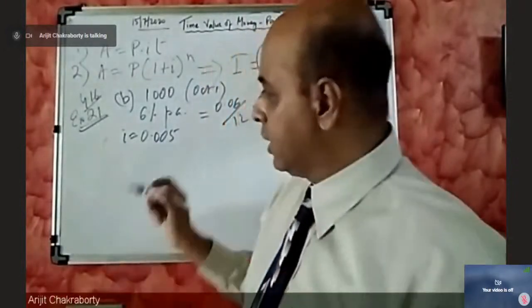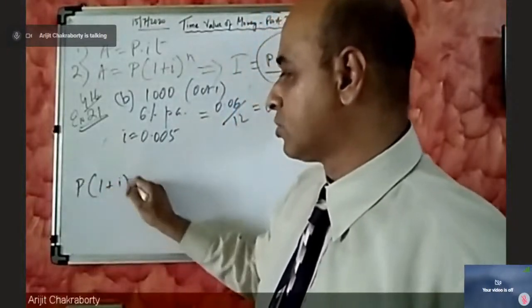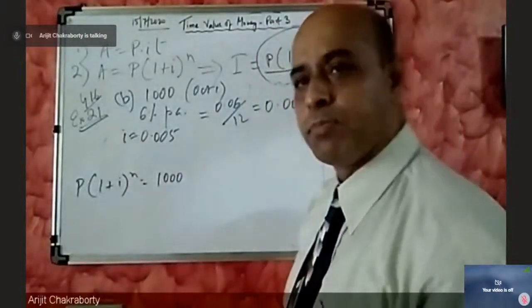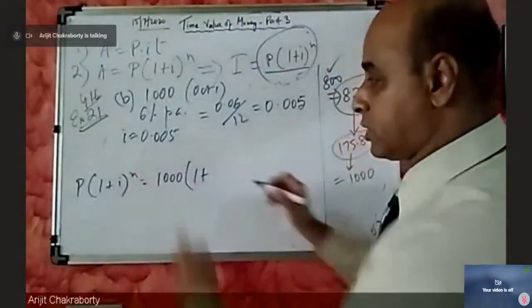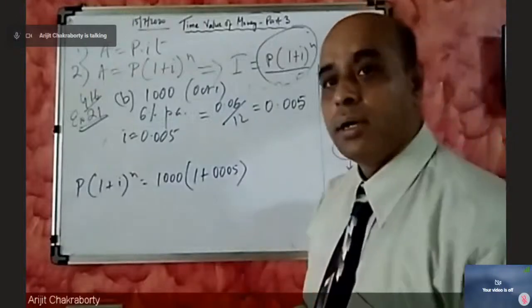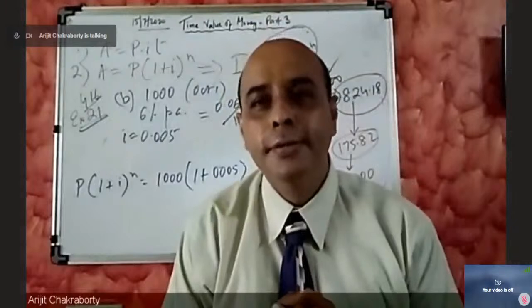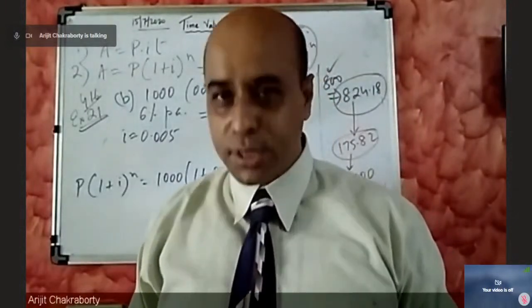Now the question is, the formula we know. Formula is simple. P into (1 plus i) to the power n. Here P is 1000. Very good. I put 1000, into 1 plus i, which is 0.005. So I put 0.005. But what is n? Any idea? Any guesses? So n is the number of conversion periods.